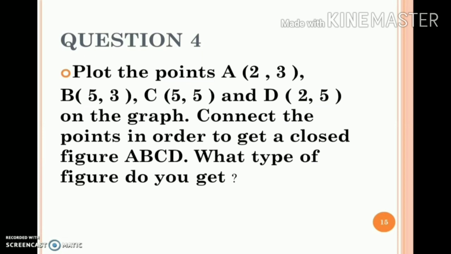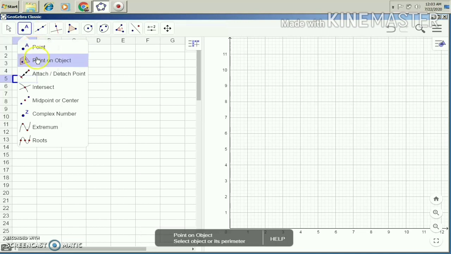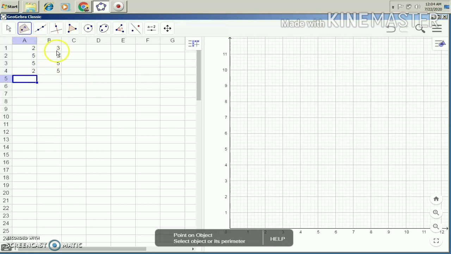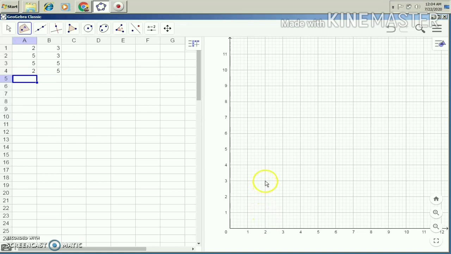Connect the points in order to get a closed figure ABCD. What type of figure do you get? Let's draw it on the Cartesian plane. Let's start plotting the points. The first point is (2, 3). So we'll move 2 steps towards the x-axis, then 3 steps upward. Here we get point A. The second point is (5, 3). Yes, here we get point B, that is (5, 3).